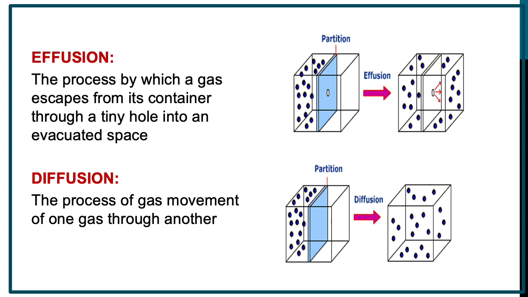But diffusion is the process of gas movement of one gas through another. So for example, I have the gas molecules in the left container. Then I open this partition. So the gas will move from this side to the other side. This process is diffusion. So effusion is when there is a tiny hole, but diffusion is the movement of gas molecules from one side to the other side.